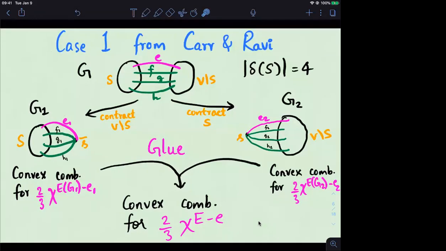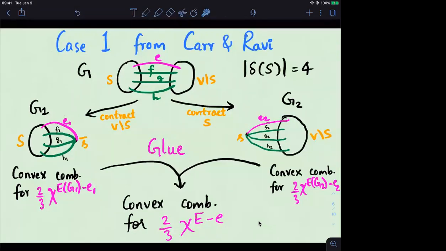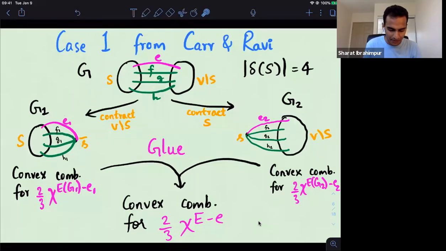S bar. And on the right subinstance, what we do is we contract the left shore to a single vertex little s. We just give new labels to these edges, but these are the same edges. It's just the same edges, which now have a new identified vertex as an endpoint. And we use the induction hypothesis to obtain convex combinations for each of these 2 smaller instances.